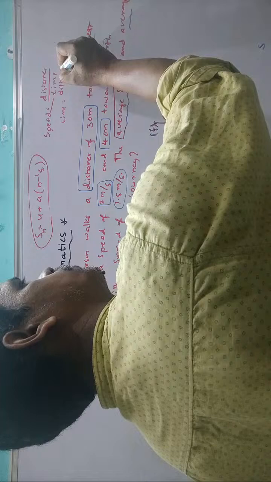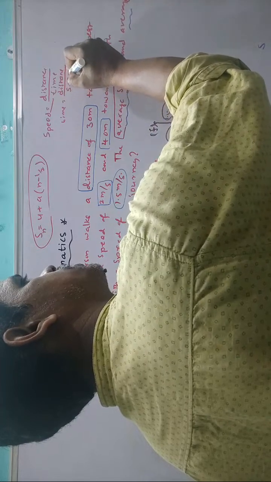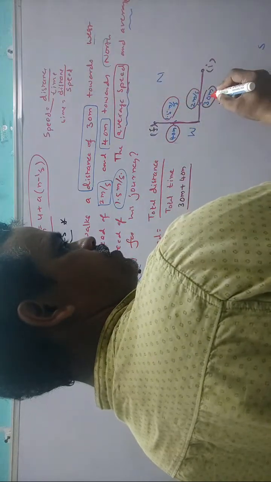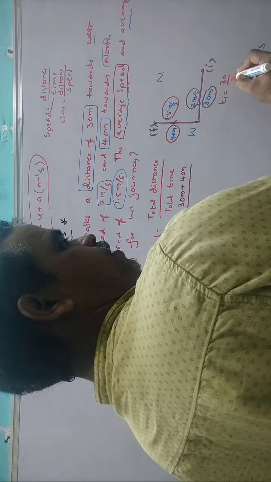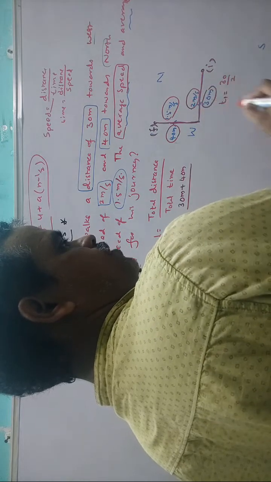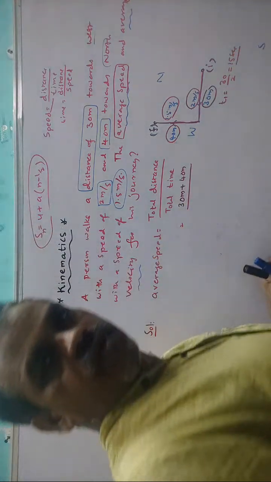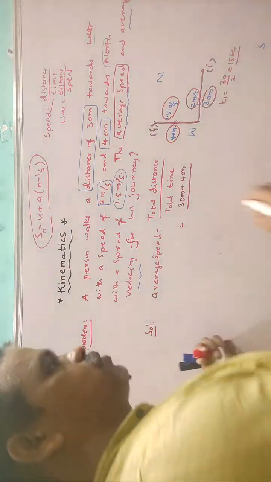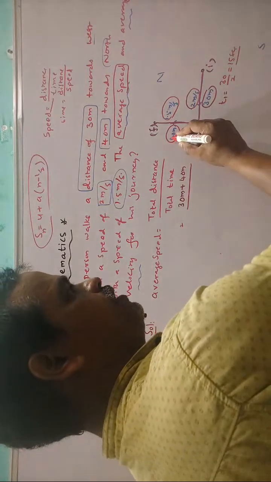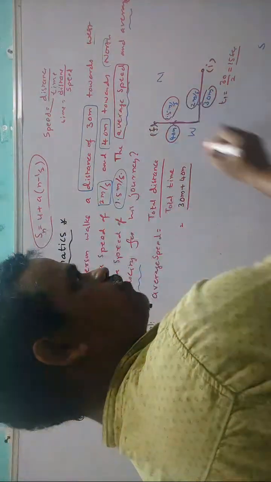Distance by speed. Just apply here. Distance is 30 meter, speed is 2. Then you will get 15 seconds. So here, then here also 40 meter covered with 1.5.